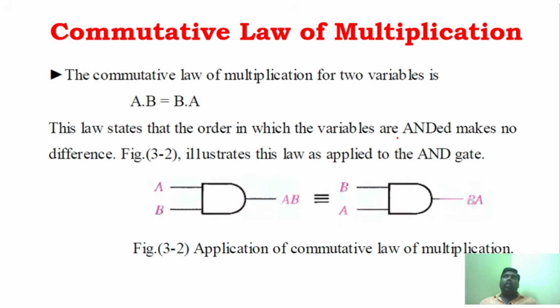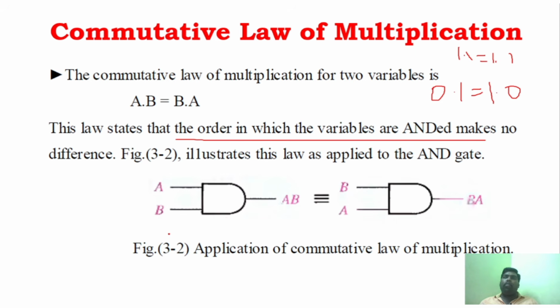Similarly, the commutative law of multiplication has the same rule, but for multiplication. Even if the order of the variables is changed, the output will remain the same. For example, you can understand that 0 into 1 is equal to 1 into 0, correct? Similarly, 1 into 1 is equal to 1 into 1. It doesn't matter whether the variable order is changed or not, the output will remain the same, and that is what is mentioned here: the order in which the variables are ANDed makes no difference.